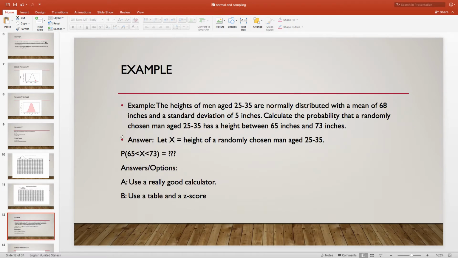Okay, so here's another example, and it says the heights of men aged 25 to 35 are normally distributed with a mean of 68 inches and a standard deviation of 5 inches. We want to calculate the probability that a randomly chosen man has a height between 65 inches and 73 inches. So here is the probability we want to calculate. We can either use a really good calculator or we can use the z-score and a table. Either one is okay.